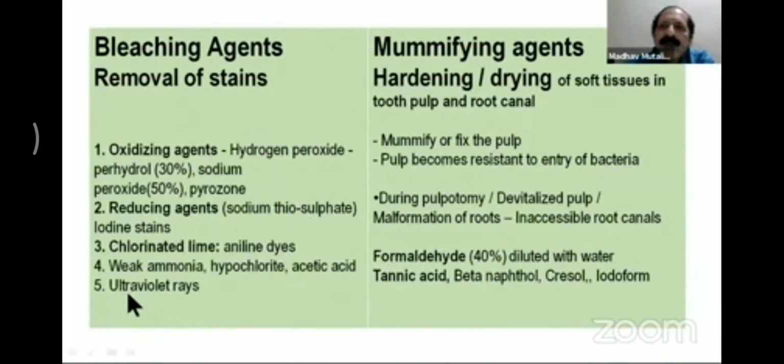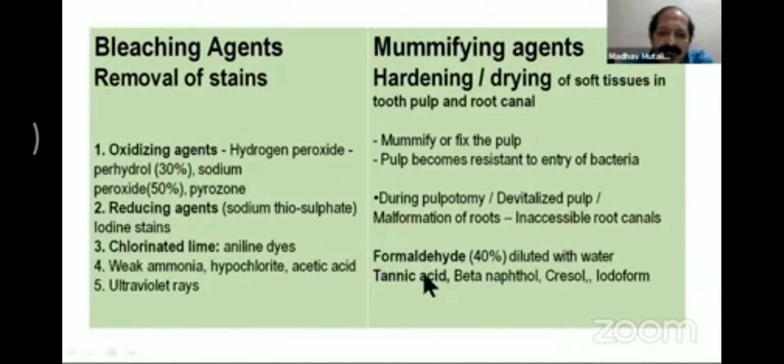As far as mummifying agents are concerned, they are useful for hardening or drying of the soft tissue pulp and the root canal. So they mummify. Mummify means they dry, they harden. They fix the pulp, so the pulp becomes resistant to the entry of bacteria. So you use it during pulpotomy, and when the pulp is revitalized. And the most important substance here is formaldehyde, and you cannot forget tannic acid.